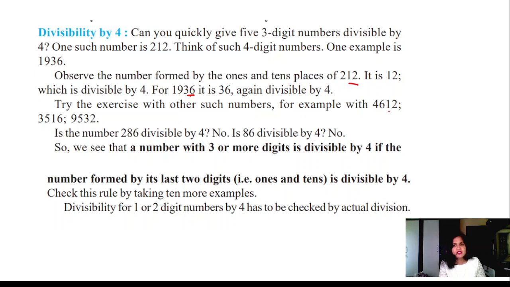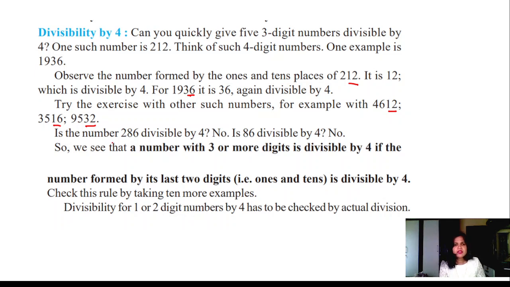For example, 4612. 12 is divisible by 4. Therefore, this number is divisible by 4. 16 is there, the last two digits. 16 is divisible by 4. 32. 32 is divisible by 4. Yes, 4 eights are 32.